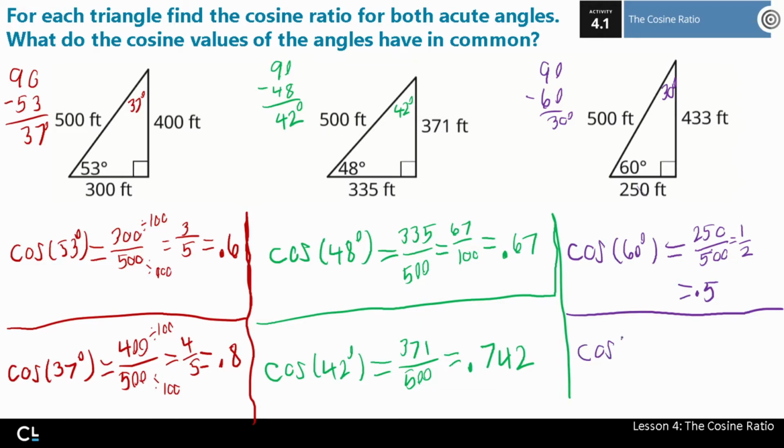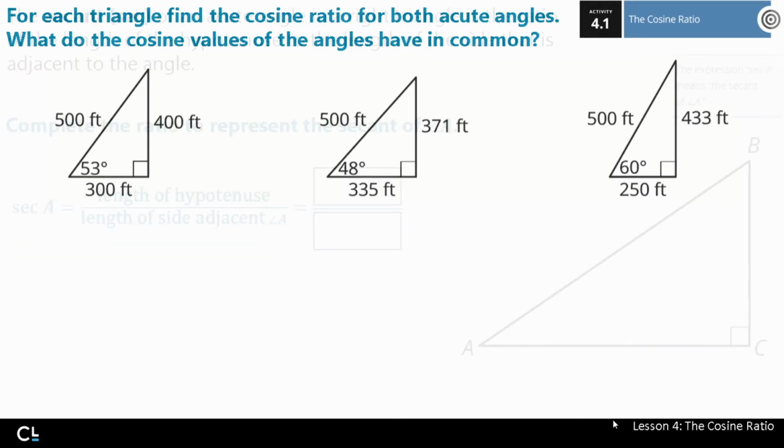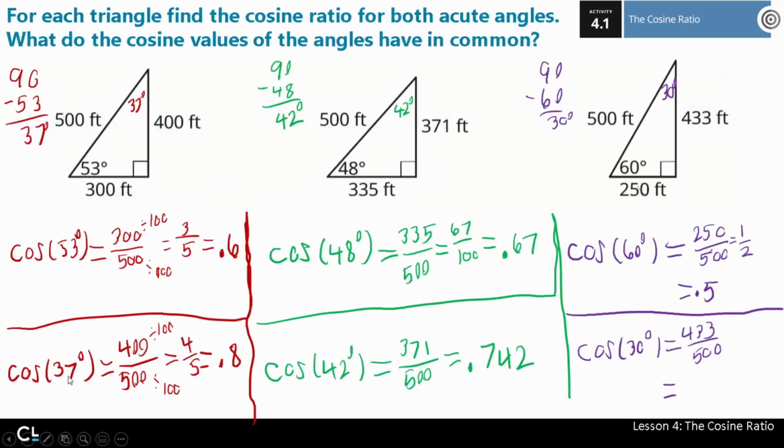What's the cosine of 30 degrees? The cosine of 30 degrees, right here we have 433 over 500. That doesn't really simplify, so we're just going to plug it right into our calculator. Oh, I'm sorry about that, guys. Keep hitting things. 433 divided by 500 is equal to 0.866. Right, and that's not even rounded. That's just what I get in my calculator. 0.866. Awesome.